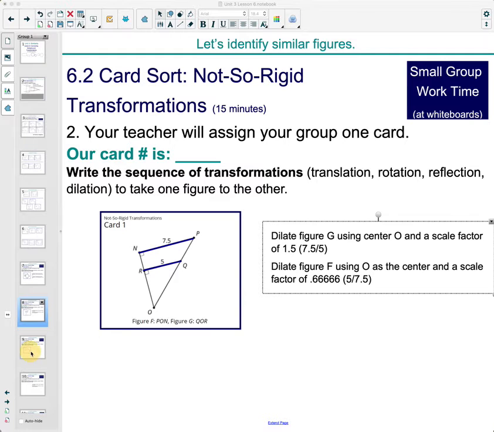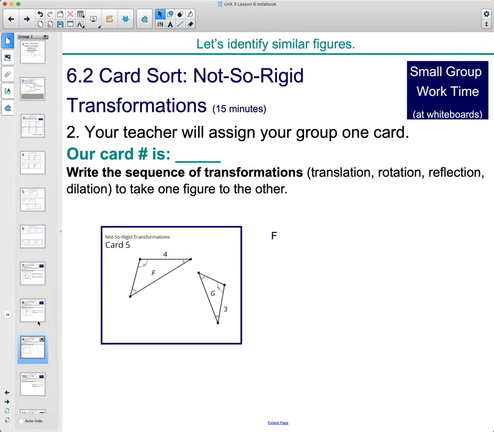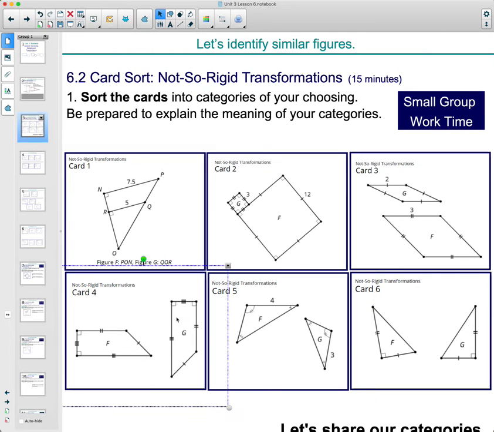Okay, then let's look at one more. Actually, let's not look at this one. Let's look at one of the congruent ones.